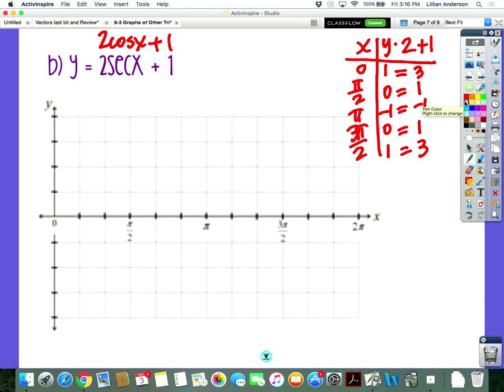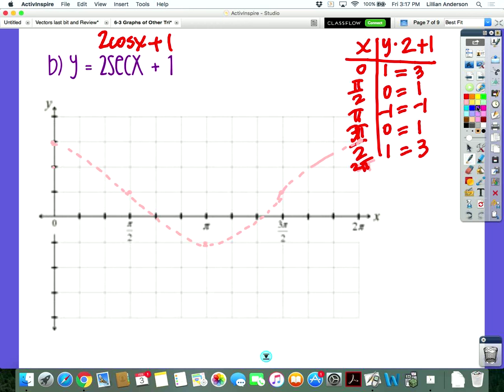So I'm going to do this in a very light pink because I don't want that to mess you guys up. I'm just using it as a guide. So 0, 3, pi over 2, 1, pi, negative 1, 3 pi over 2, 1, and then 2 pi, 3. And I forgot 2 pi over here. Okay? So then I'm going to connect all those with a nice little dotted line. And then I'm using that as a guide.